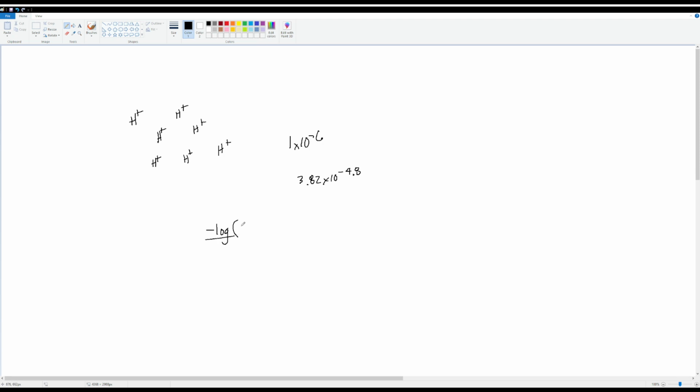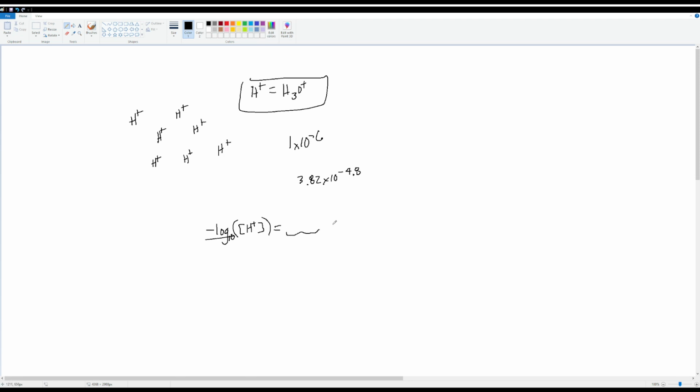If we take the negative log of the H+ concentration, I should note that H+ for our purposes is the same thing as H3O+. So if you see these two, treat them as exactly the same. Back to our original equation: the negative log, base 10, although technically that's implied, of the concentration of H+ will give us a much nicer number.